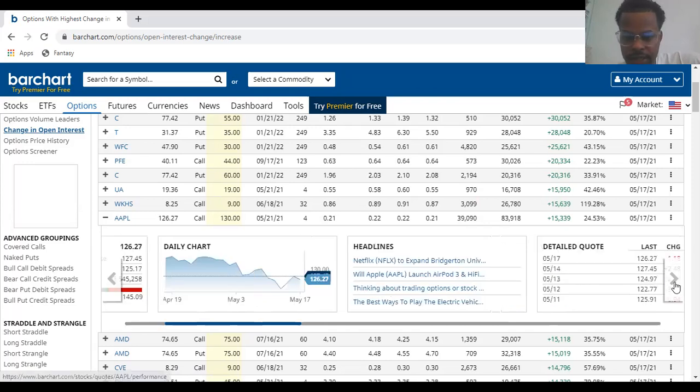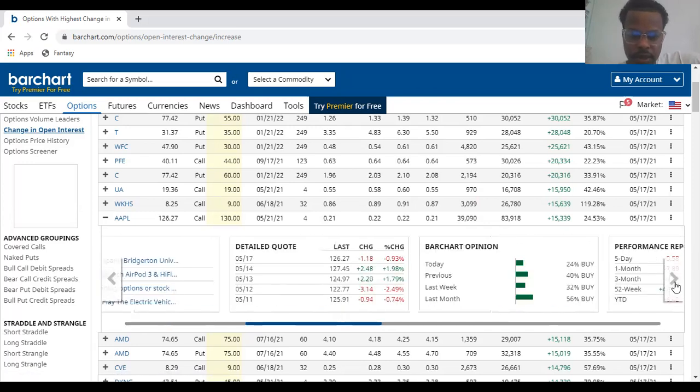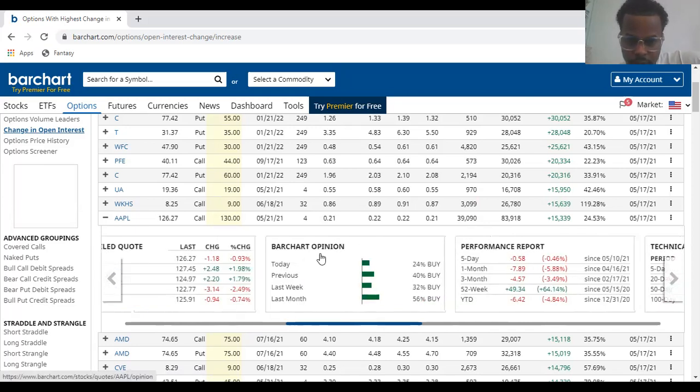And if you go to the side, you'll get some detailed quotes about Apple for the last 5 days. So you can kind of see where the price is trending. And then this is really cool right here. You see the Barchart opinions. So this kind of tells you whether it's a buy, hold or sell. This tells you what was trending right now for this company, Apple in this case. It looks like the last month people are buying it, right?